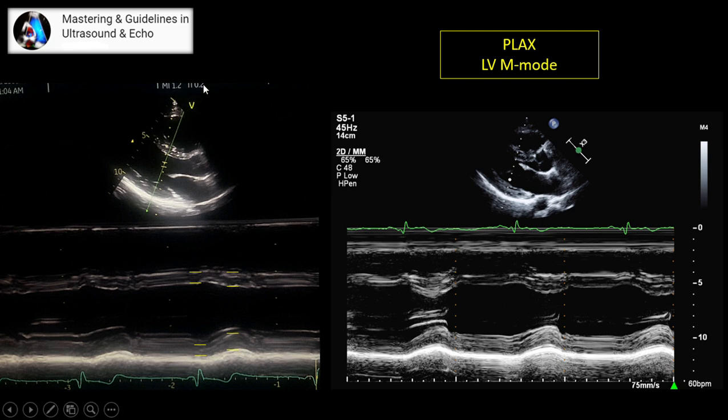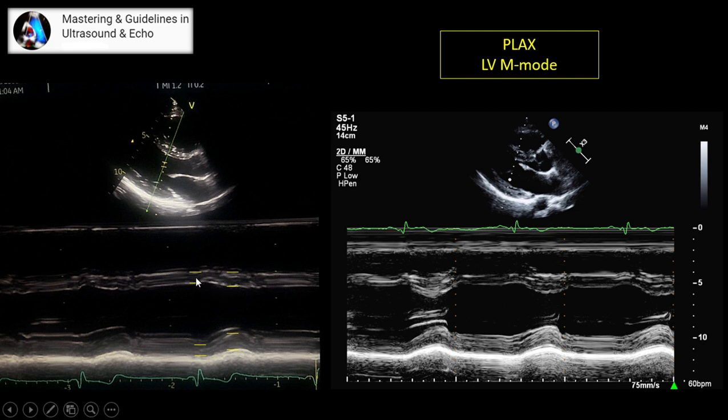The spot where we put the cursor can be any spot from the tip of the mitral valve leaflet to the papillary muscle, because this part is a rectangle and any spot we put the cursor will be correct. For measuring, we measure at 2 times, diastolic and systolic.